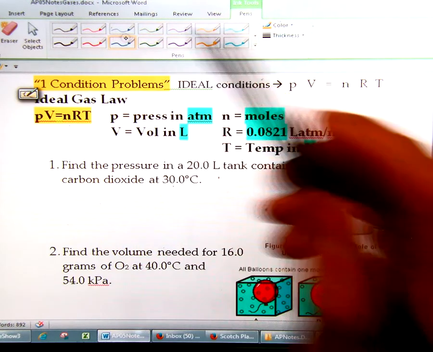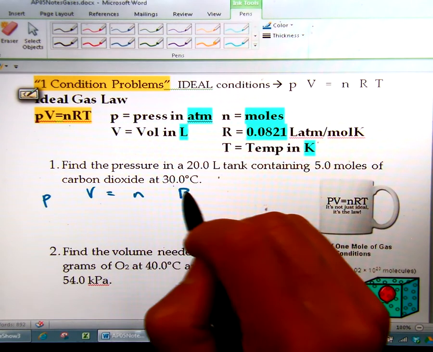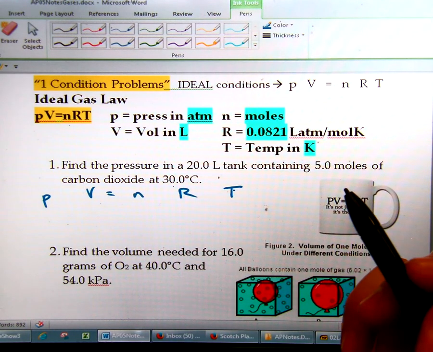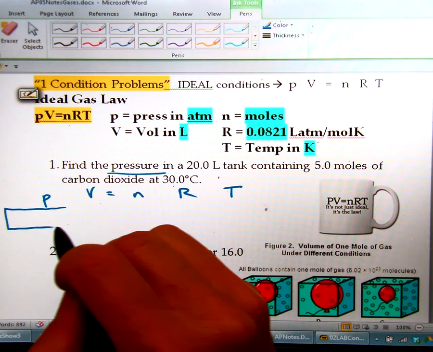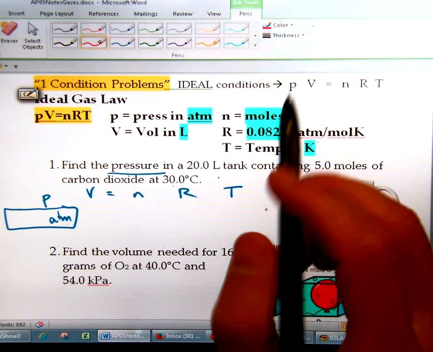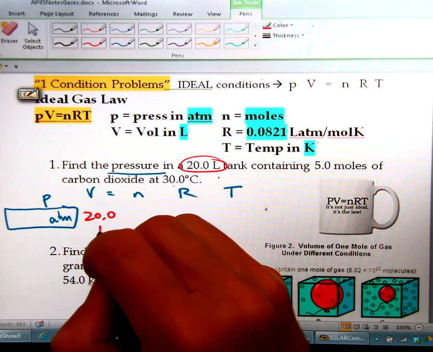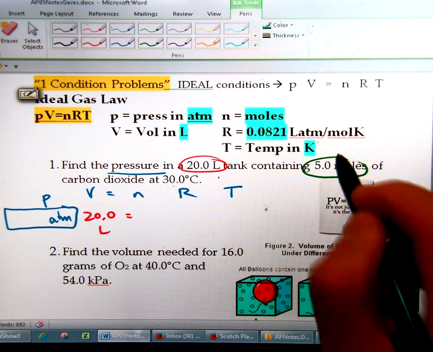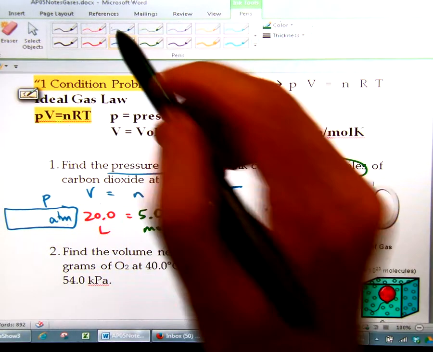So whenever you have a one condition, you're just going to use PIVNERT, PV equals nRT. And we're going to look for each part of this. So we look for the pressure is what we need. So the pressure is the unknown here. And you know that this is going to be in ATMs because it has to be in ATMs for this type of problem. Okay, the volume was 20 liters, so you're just going to write 20 liters right here. The moles was given as 5 moles, so we're just going to write 5 moles right here. R is always 0.0821.